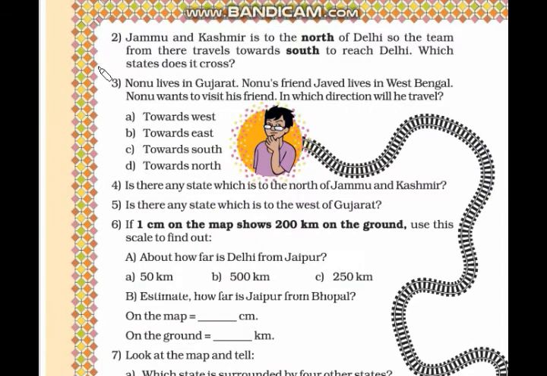So here we can write the answer. The Karnataka team crosses Maharashtra, Madhya Pradesh, Rajasthan and Haryana. Now question number 2.